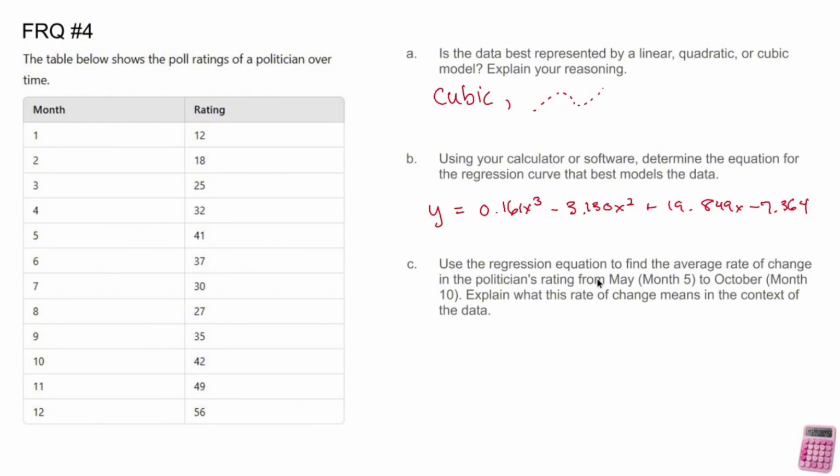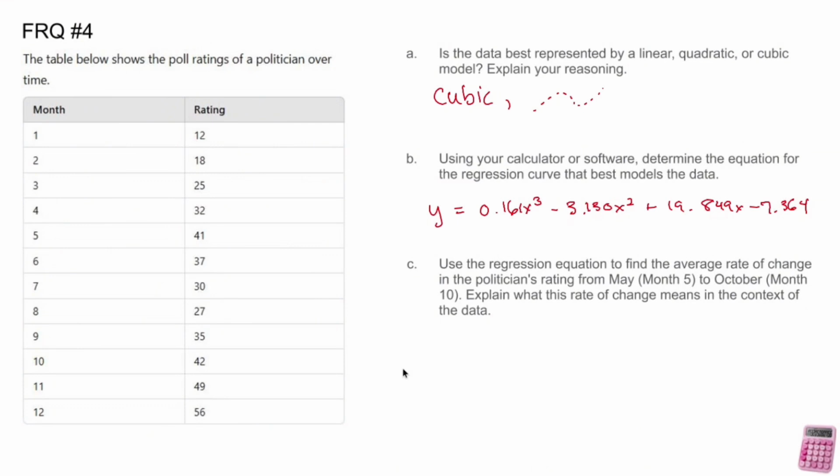Use the regression equation to find the average rate of change in the politician's rating from May, which is month 5, to October, which is month 10. Explain what this rate of change means in the context of the data. So I was kind of wrong when I said let's make sure we store this into our calculator. I was wrong, but I'm still going to pretend why that might be useful anyway. In this case, all we really have to do is use the information that we're given.